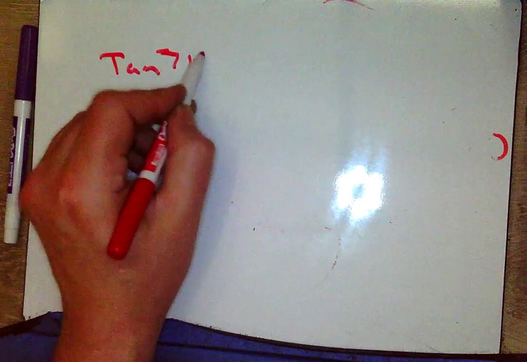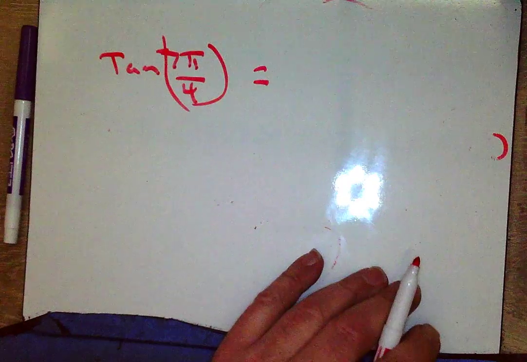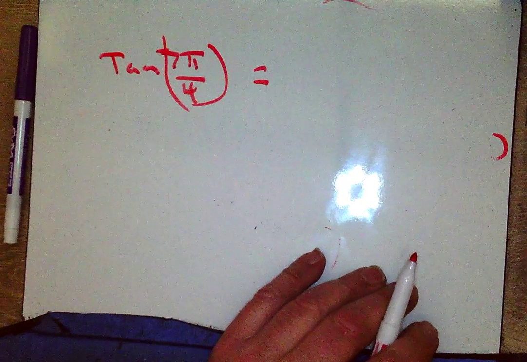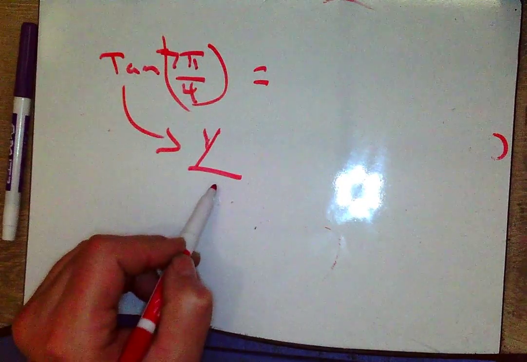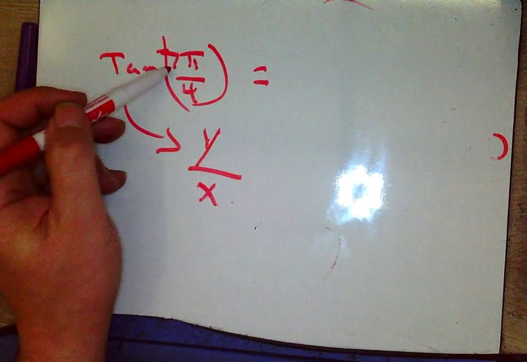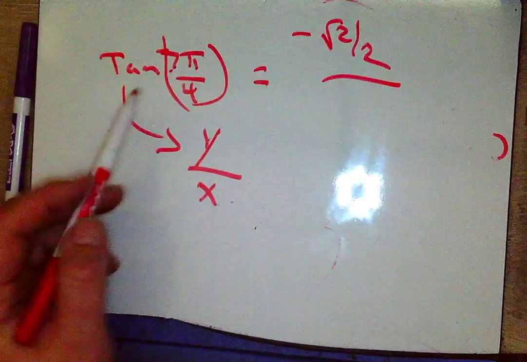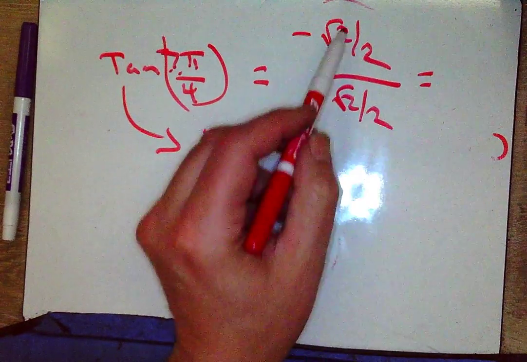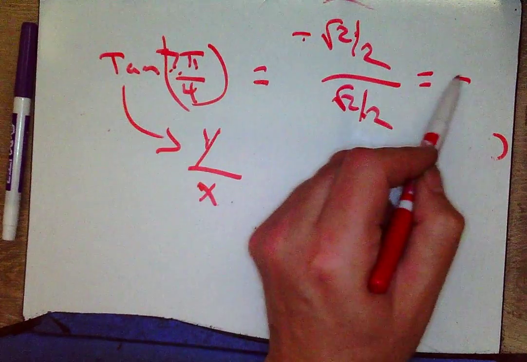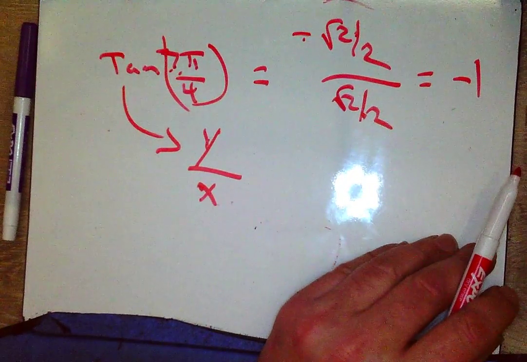What about tangent 7 pi over 4? Let's try that one. Remember, that's right, tangent is opposite over adjacent, or on the unit circle, y's over x's. What's the y value at 7 pi over 4? Negative root 2 over 2. What's the x value at 7 pi over 4? Positive root 2 over 2. Number divided by itself is 1, and don't lose that negative. So tangent of 7 pi over 4 is negative 1.